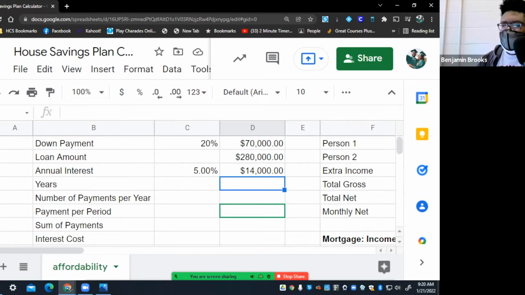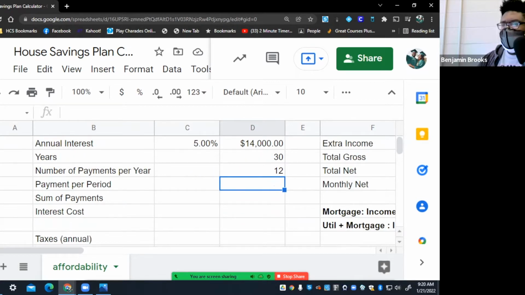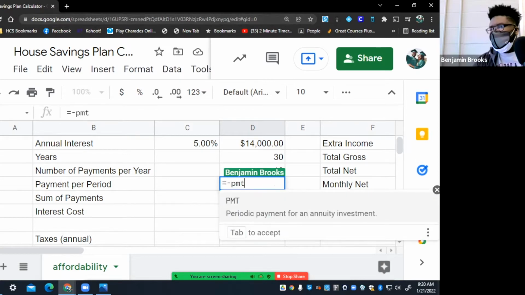Now, number of years, there's nothing we really need to do here, but we'll just use 30 for an example. Number of payments per year is 12, right? Because you're paying every month. Payments per period, or your payment per period. Well, to do this, we're going to use something called PMT. So I'm going to show you how to work that out. So we're going to hit equals negative PMT. PMT stands for periodic payment for an annuity investment.